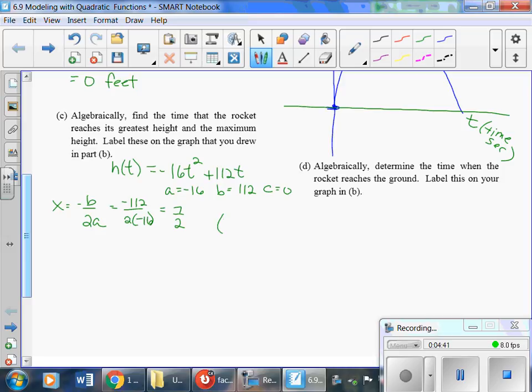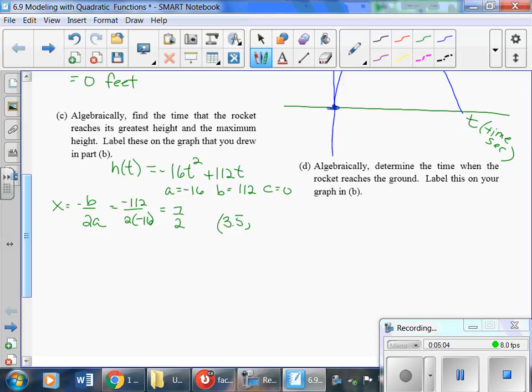So that's going to be, in this case, 3.5 seconds. You could leave it as 7 over 2, but in the context of this, I think 3.5 is more accurate. You don't ask how long it takes for the rocket to reach its maximum height and say 7 over 2 seconds. You'd say 3.5 seconds. So always make sure that you're thinking about it in the context of the problem.